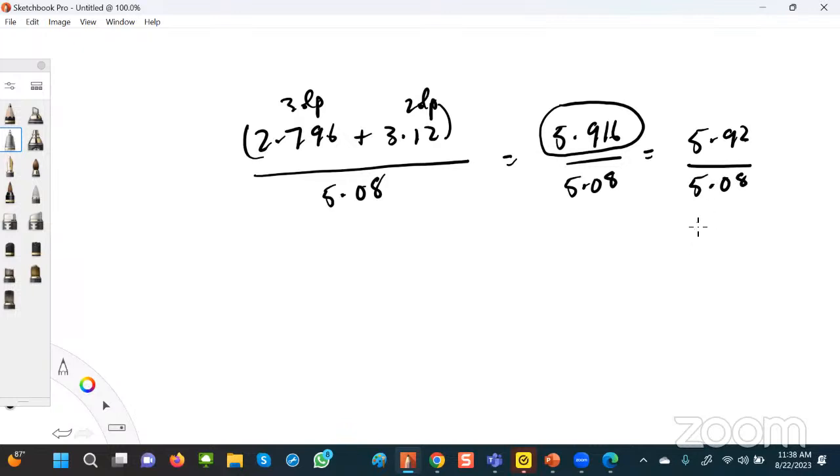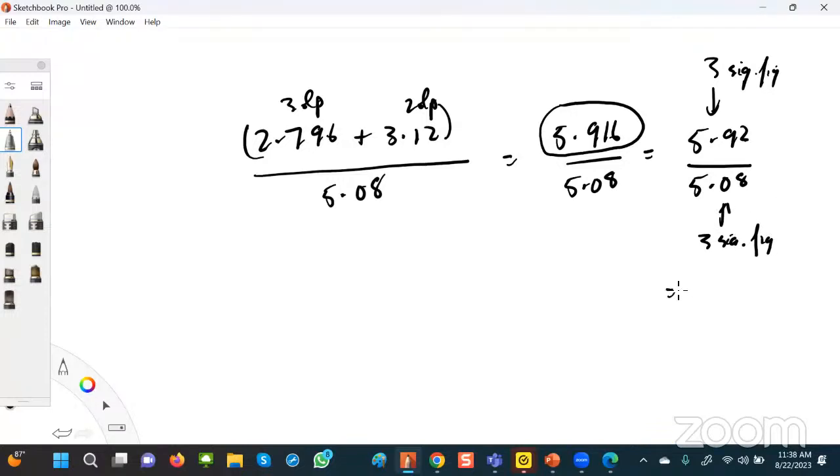The next step is to do the second mathematical operation, which is dividing by 5.08, right? And according to the rules, when you're dividing and or multiplying, you're going to round off your answer according to the lowest number of significant figures, right? So in this case, we have to look at the number of sig figs involved. We have 3 here, and we have 3 here. So that means we have to round off the final answer to 3 sig figs. So let me do that now.